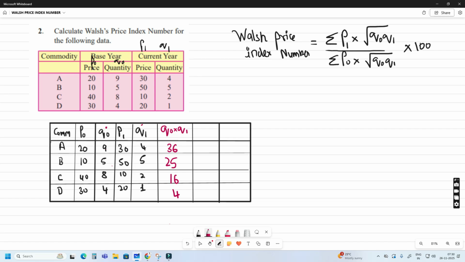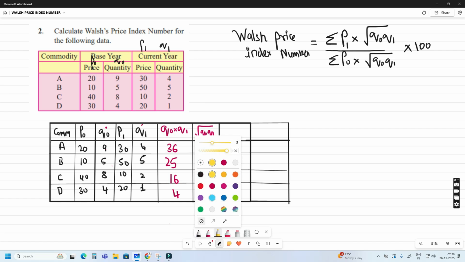उसके बाद you need to find out the under root of Q0 Q1, that is the square root of this. 36 का square root is 6, 25 का square root is 5, 16 का square root is 4 and 4 का square root is 2. Okay, let me add one more column here. Now after that you need to find the two main things over here, so we will write down here.